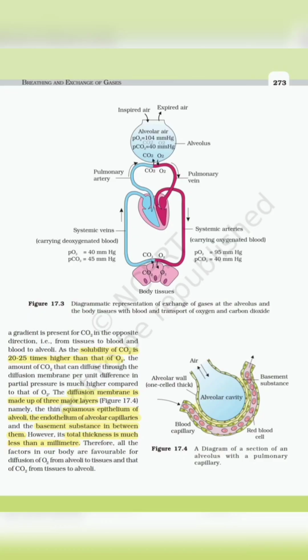The diffusion membrane is made up of three major layers, namely the thin squamous epithelium of alveoli, the endothelium of alveolar capillaries, and the basement substance between them, the basement membrane supporting the squamous epithelium and surrounding the single layer endothelial cells of capillaries. However, its total thickness is much less than a millimeter. Therefore, all the factors in our body are favorable for diffusion of O2 from alveoli to tissues and that of CO2 from tissues to alveoli.